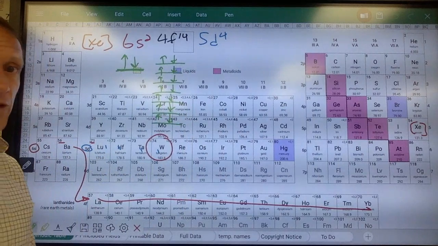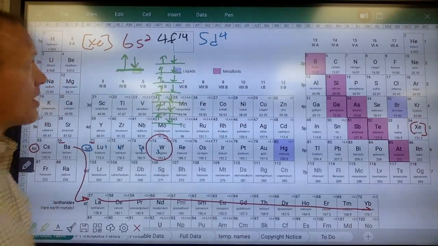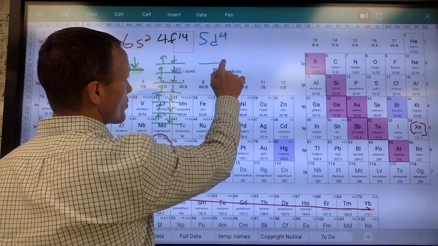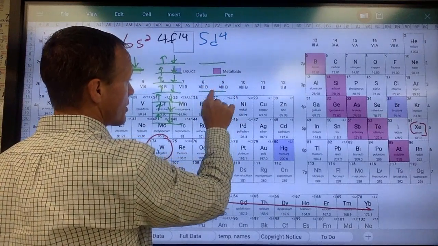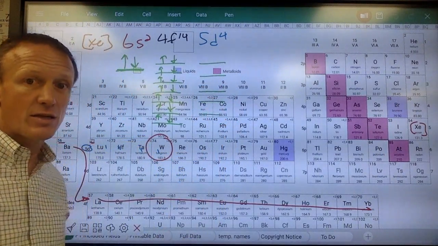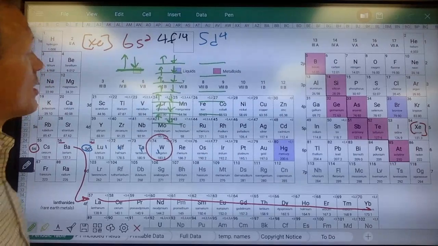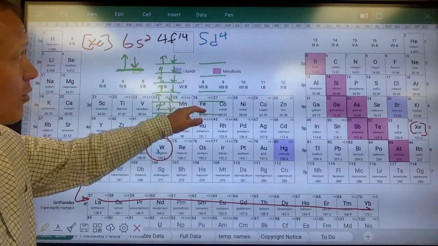So there's our 14 electrons in the 7 orbitals in the F. And a D sublevel would have 5 orbitals because it can hold up to 10 electrons. Hopefully you can see this. It's a little cluttered in there, I'm sorry. So it's got 5 orbitals.